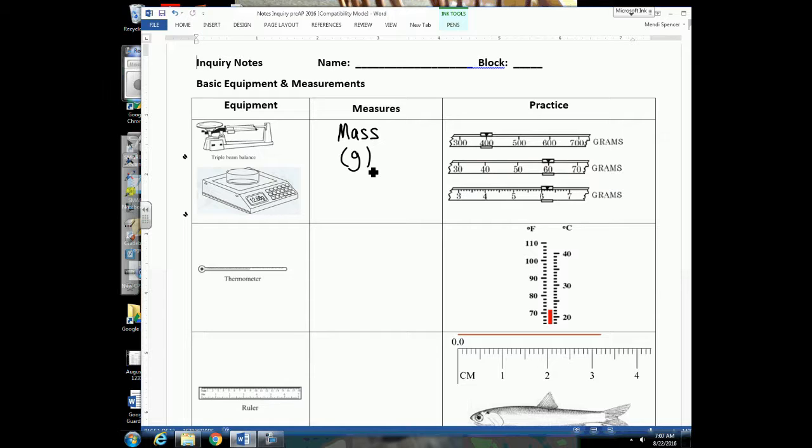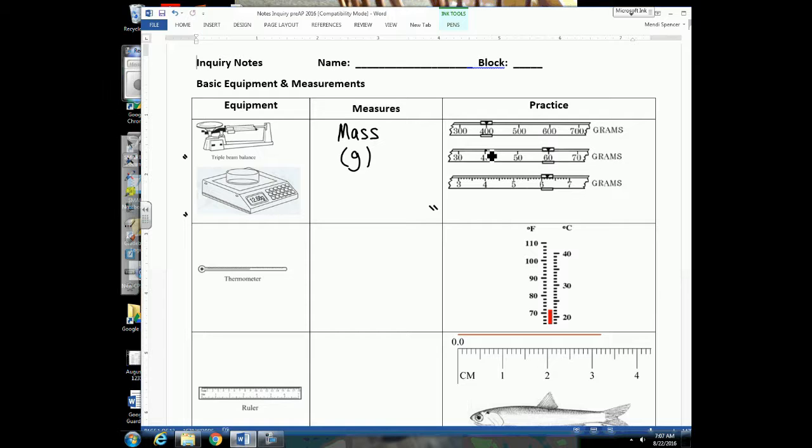Here's a practice to do, and this is with the triple beam balance, where we're going to see what is the mass of this object that is on the triple beam balance. We have 3 different beams here, so we just need to basically add up the numbers. We have 400 plus 60 plus 6, and then you can see that we are 2 over from the 6. So that means that our mass would be 466.2 grams in this case.